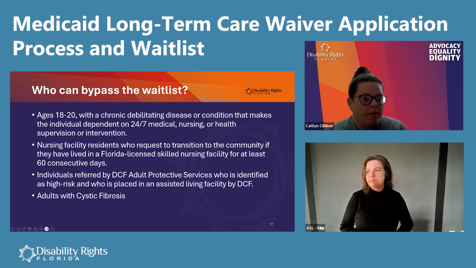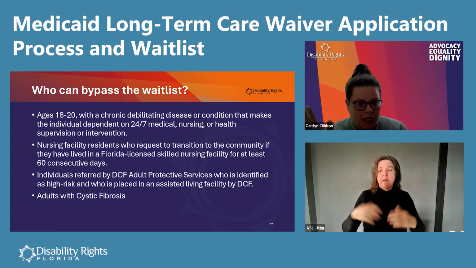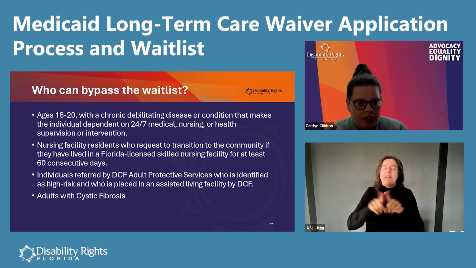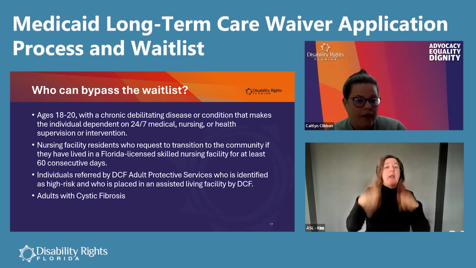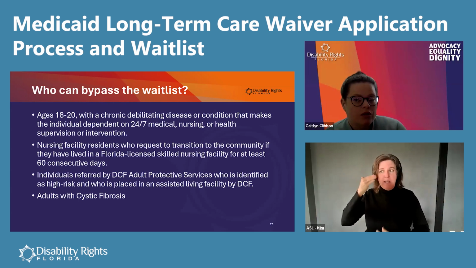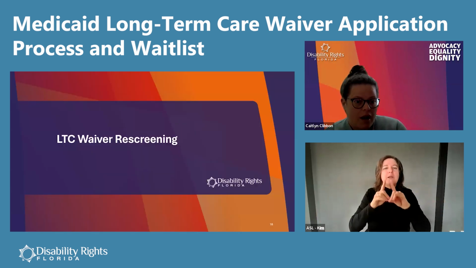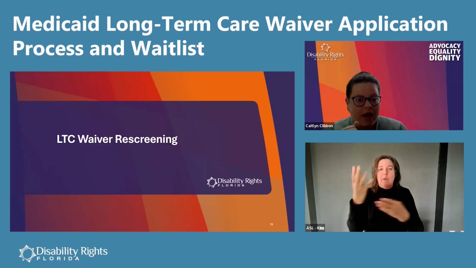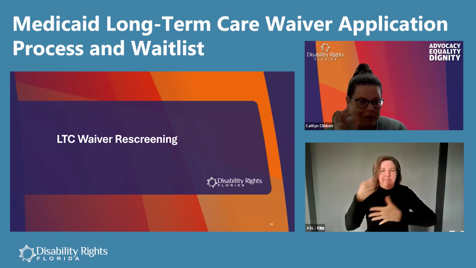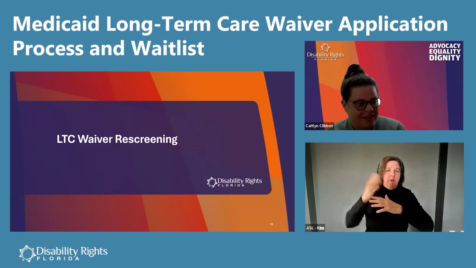So once you're on the wait list, say, like I was saying earlier, things may change. And if they do change, you want to let the ADRC know. You want to let the Department of Elder Affairs know so that you can be rescreened to hopefully move you closer to the top of that priority list. And by the top, I mean move you up to closer to rank 8.